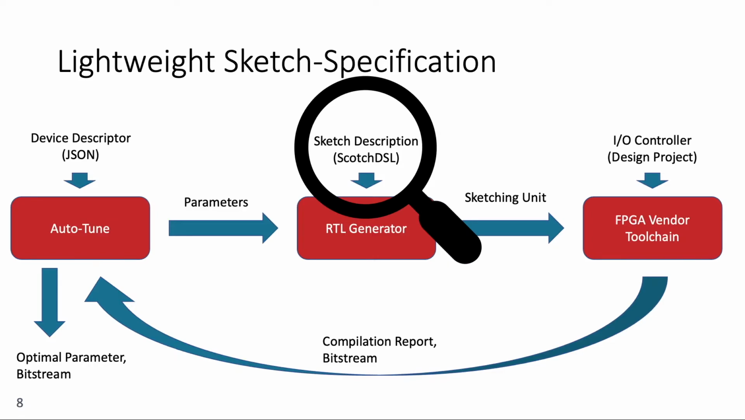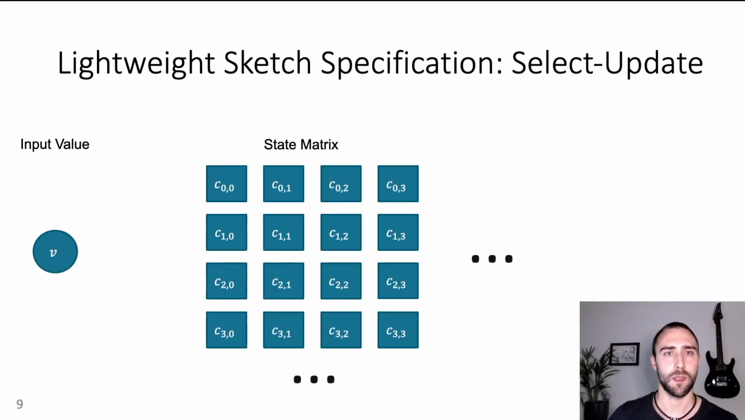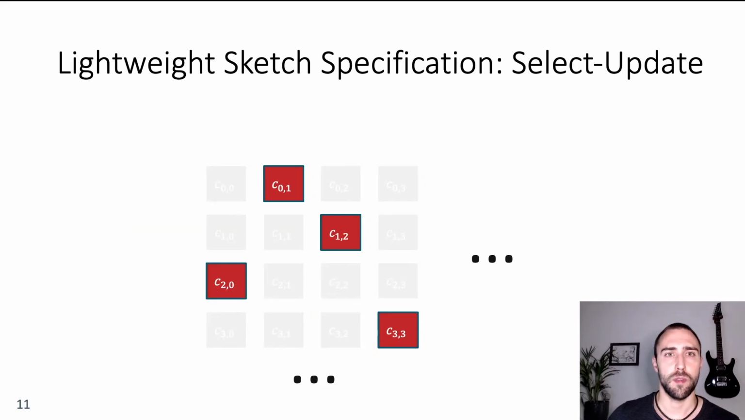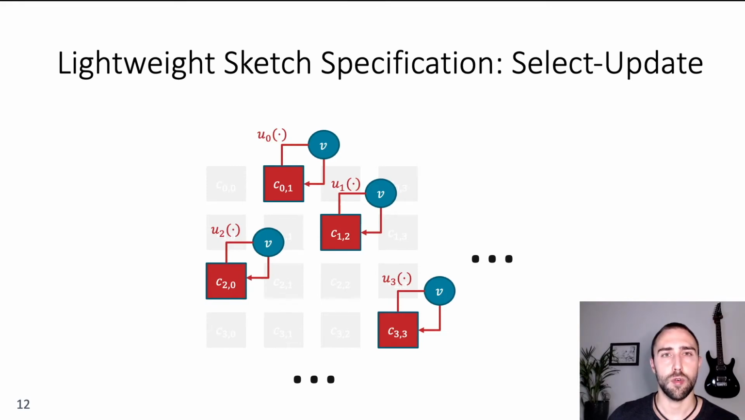Next, we discuss how sketches are described in Scotch. Scotch assumes sketches that are generalized by the select update model. The state of the sketch is a matrix with a given number of rows and columns. For each input value, we first evaluate a select function. The select function determines which entry in each row is going to be updated. The update is determined by an update function. If you're familiar, for example, with the count-min sketch, this may feel pretty familiar to you, but the model also generalizes other sketches like AGMS, fast AGMS, or min hashing.